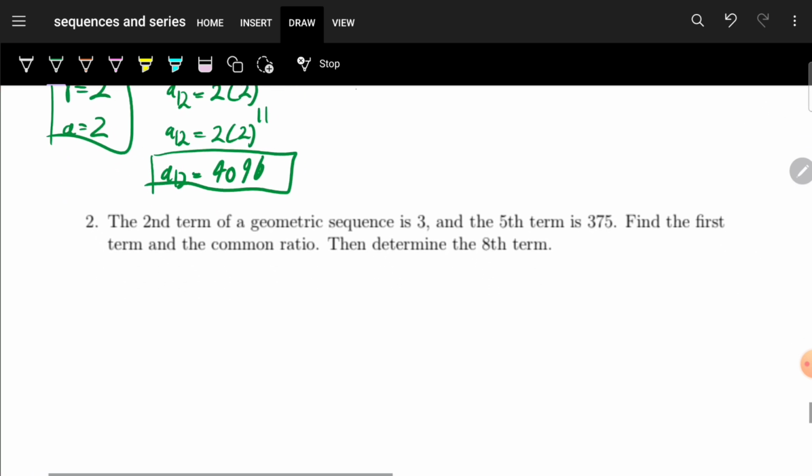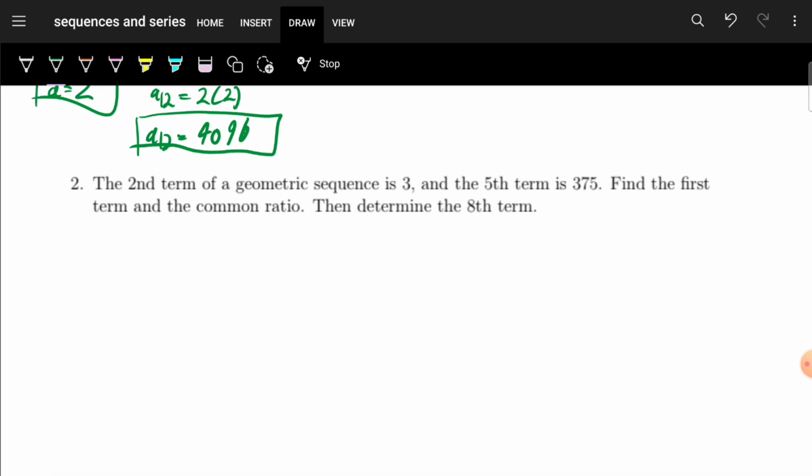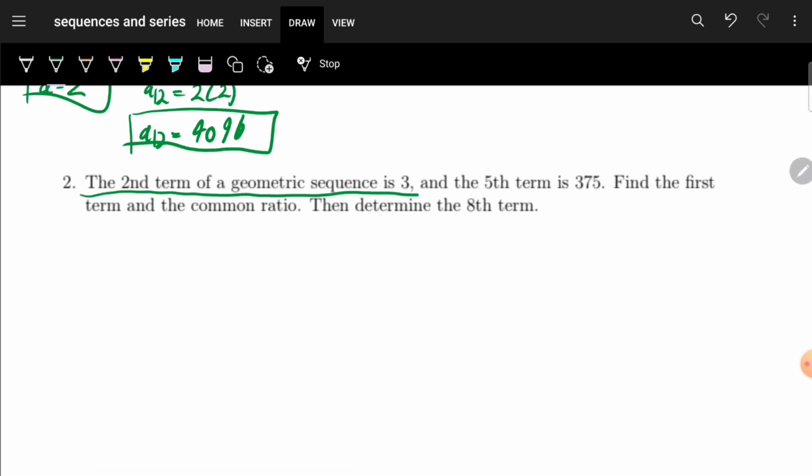All right, now we are on to the last problem. Let's have a look at this guy. It says the second term of a geometric sequence is 3 and the fifth term is 375. Find the first term and the common ratio, then determine the 8th term. Okay, so this should be pretty familiar by now. Let's go ahead and solve it. So the second term is AR to the 1, or just AR, and that's equal to 3. And the fifth term is AR to the 4, and that's equal to 375.